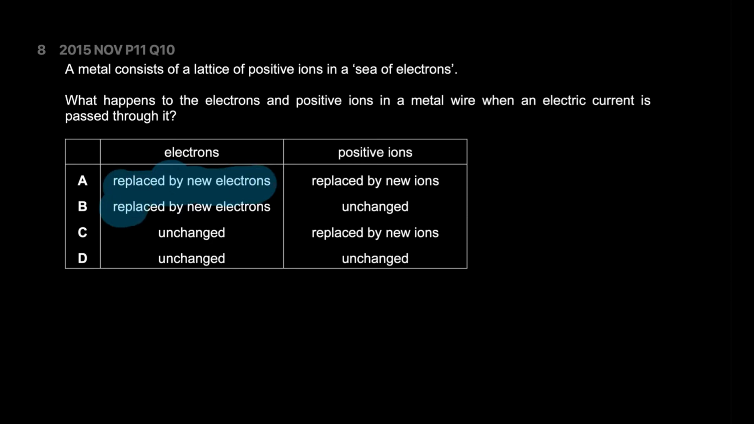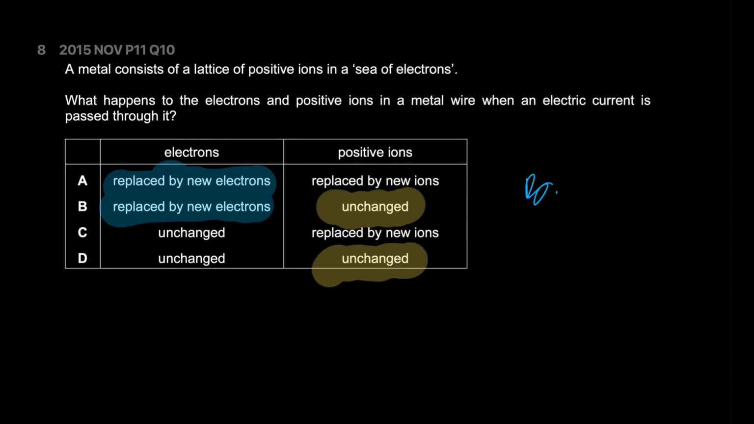So that's true, and this is true. But what about positive ions? The positive ions actually don't move. So let's mark the correct version of that, unchanged and unchanged. So B, that's our answer.